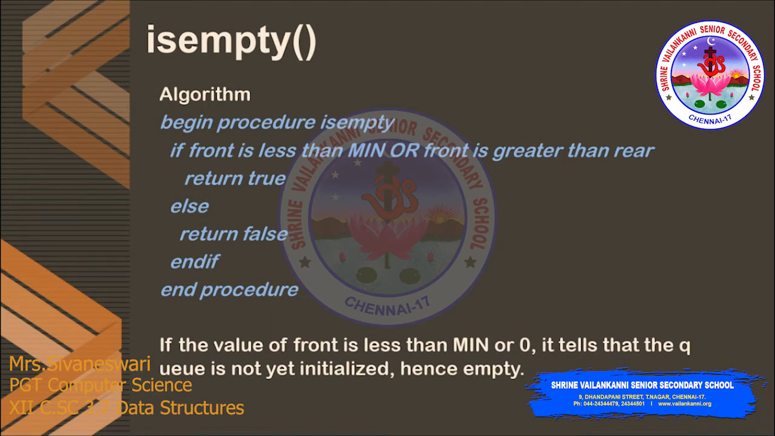Now is empty. Here we are going to check whether front is less than min or front is greater than rear. Min tells the lower boundary. And if front is greater than rear, there's no element; that's why front is moved back. Clear? If front is less than min or front is greater than rear, return true, else return false. End if, end procedure. If the value of the front is less than min or 0, it tells that the queue is not yet initialized, hence it is empty.